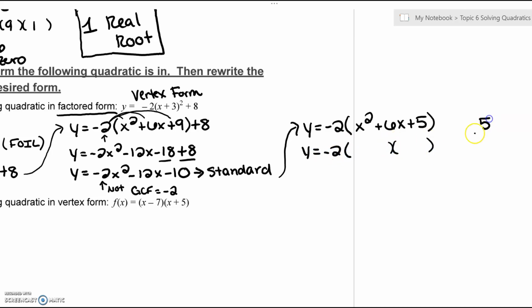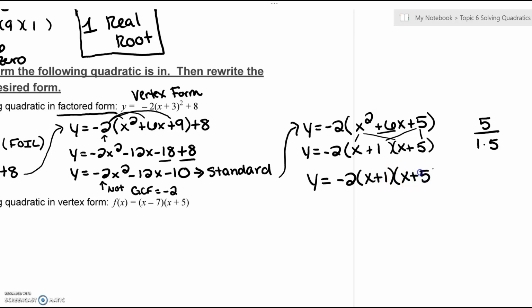When I look at my factors of 5, 5 is a special number. It is prime. I only have one option. So the only way I can make x squared is x times x. 5 is prime, so the only way that I can make 5 is 1 times 5, and then to make them add up to positive 6x, they both have to be positive. So my final answer here is y equals negative 2 times (x plus 1) times (x plus 5).